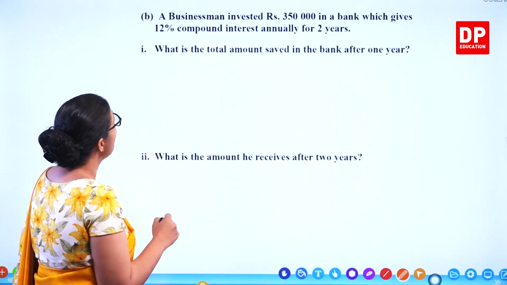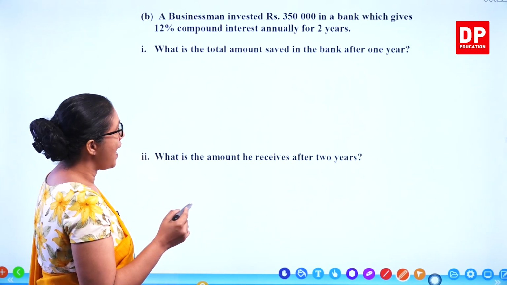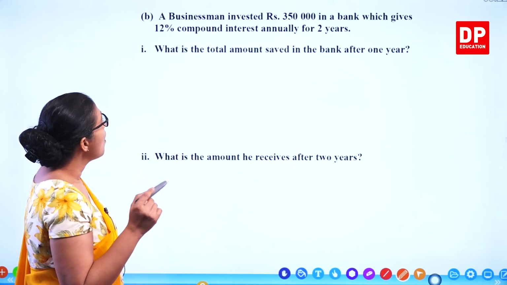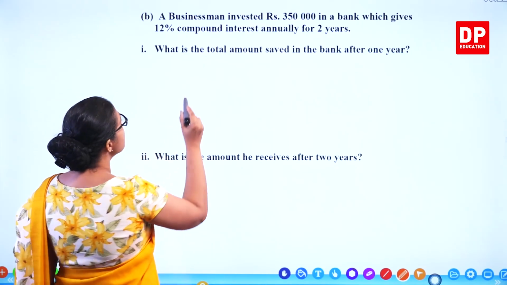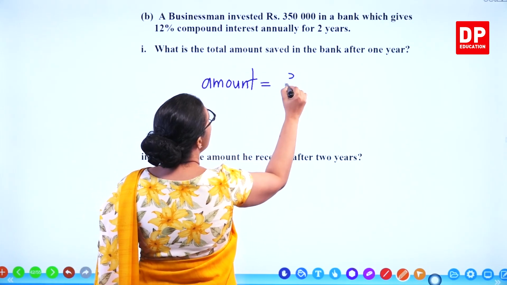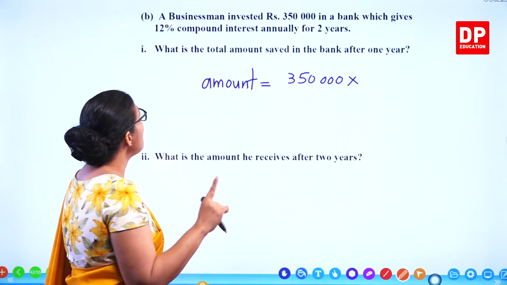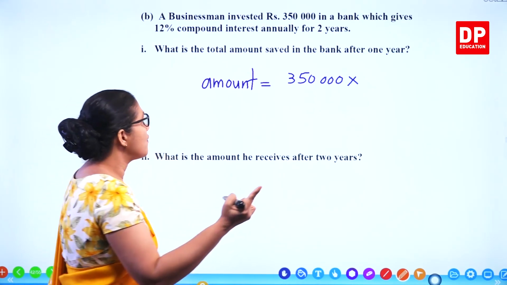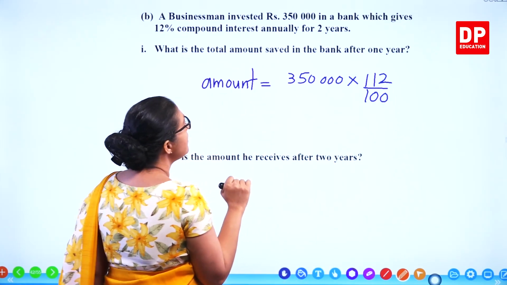Now take the next part. A businessman invested 350,000 rupees in a bank which gives 12% compound interest annually for 2 years. What is the total amount saved in the bank after 1 year? So what's the amount? Amount is equal to 350,000 rupees. What's the interest rate? 12% compound interest. That means if it's 100, 112 you have to pay. So 112 over 100. This is just for 1 year.